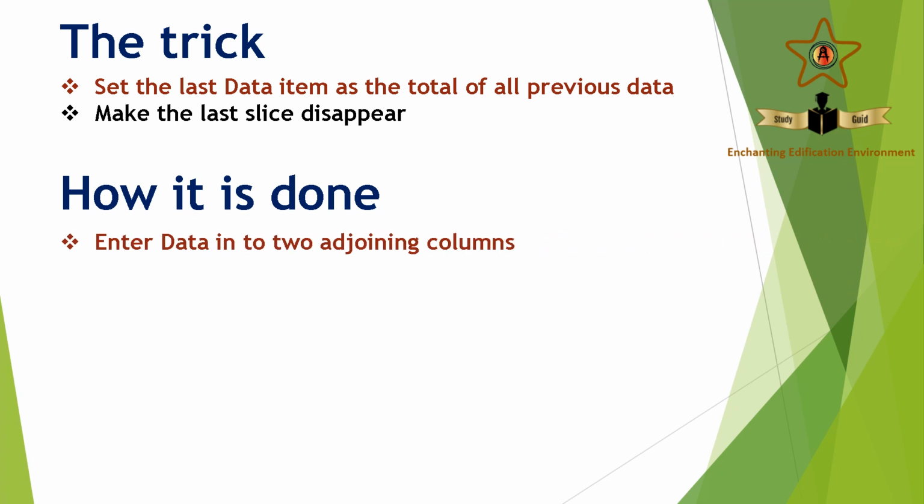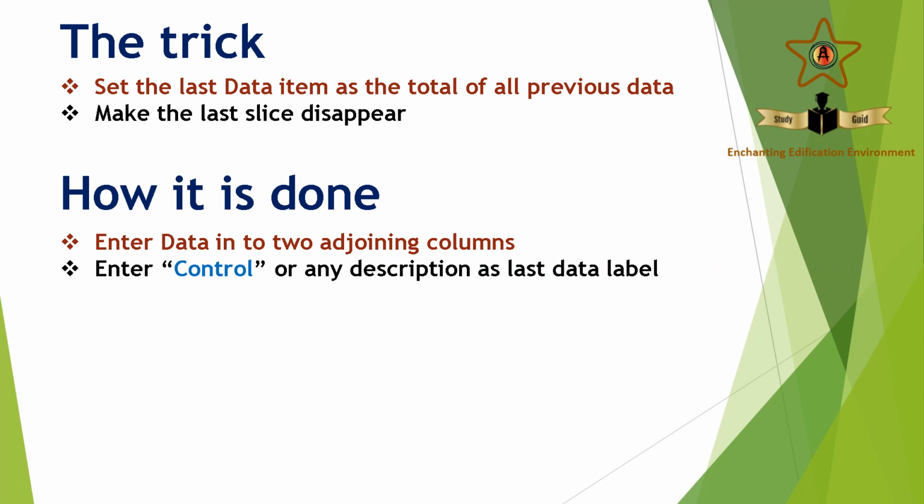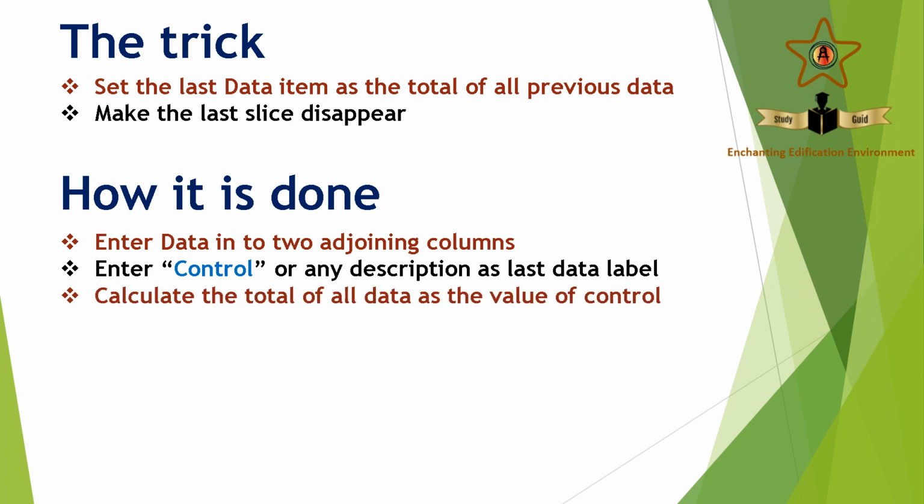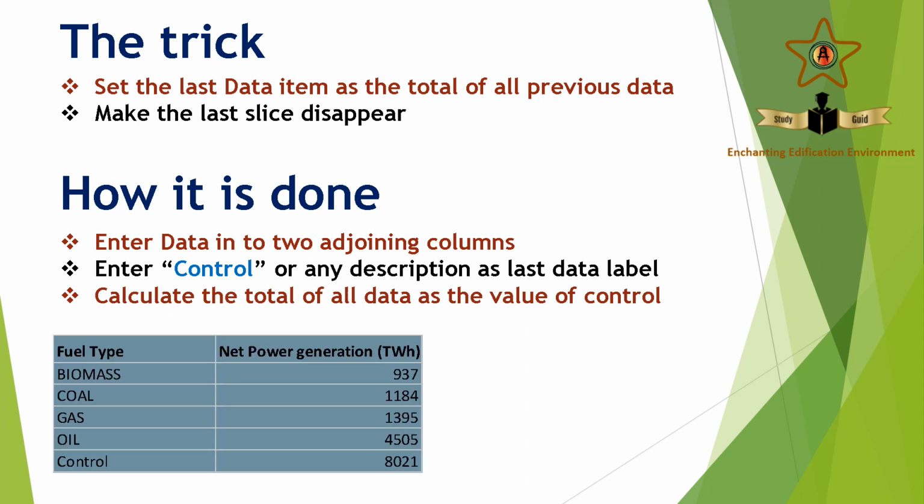We enter data into two columns as usual. Then we can enter a description as the last data label. I have used control. And we calculate the total of all data as the value of the control. Now we get a table like this. I have used net power generation of different fuel types, and the last row is the control, which is the total of all previous power generations.